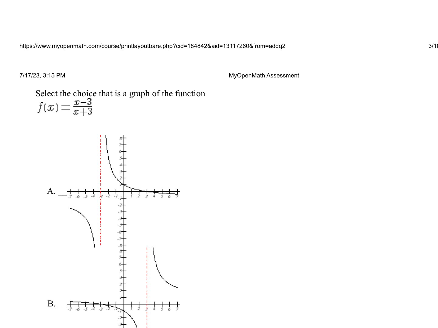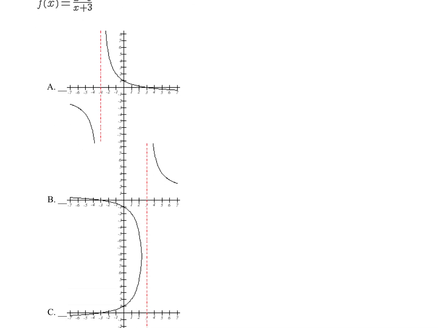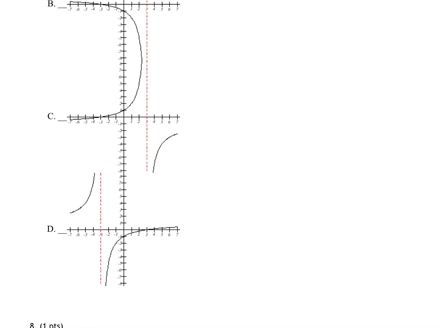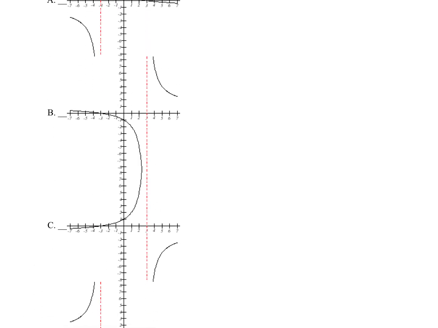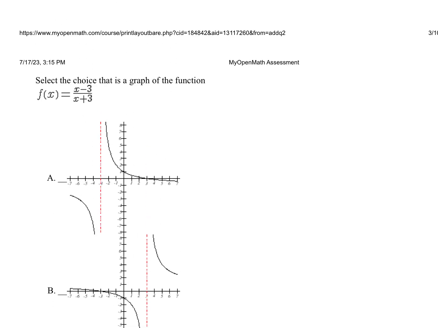Select the choice that is a graph of the function. So what you want to be able to do is identify where the asymptotes are, because that's going to separate the graphs. Okay, so we've got 4 choices. So the first thing you want to determine is where the vertical asymptote is and how many you have. In this case, the vertical asymptote is found by setting the denominator equal to 0 and solving. So x equals -3 is our vertical asymptote.